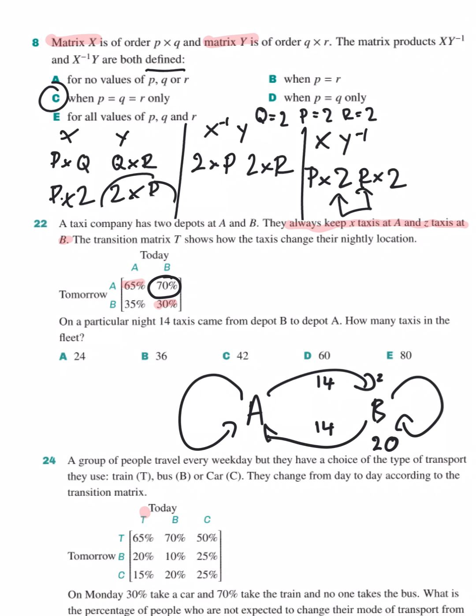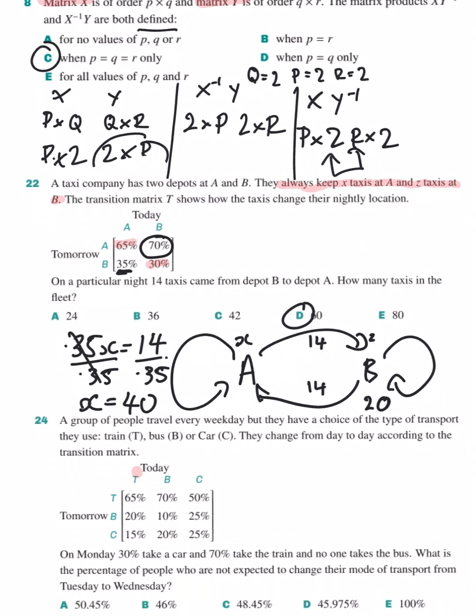So then we can use this percentage here, and we know that the taxis at A represent as X. So 35% of our total taxis at location A will equal to this 14 taxis that are being given back. If we rearrange for that, the amount of taxis at location A are 40. Now we can answer the question, how many taxis are in the fleet? We've got the 40, we've got the 20. Answer is D.